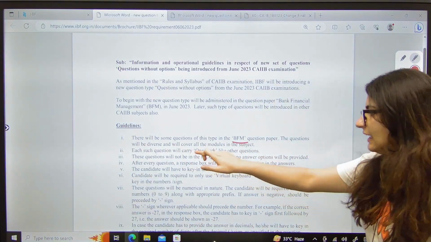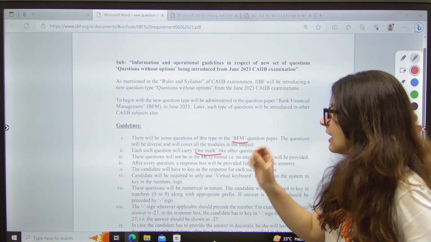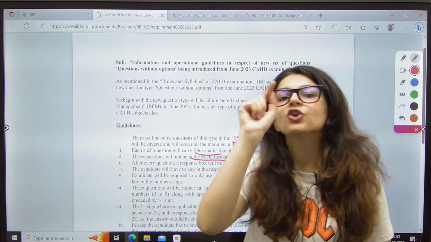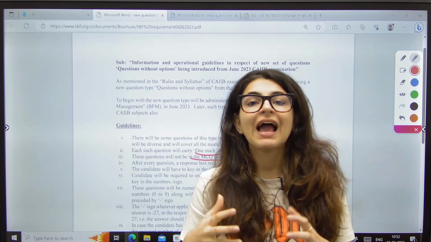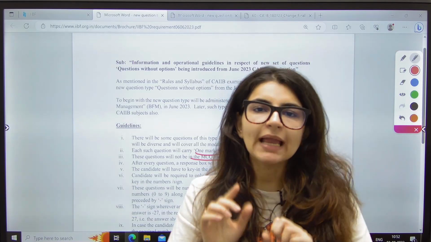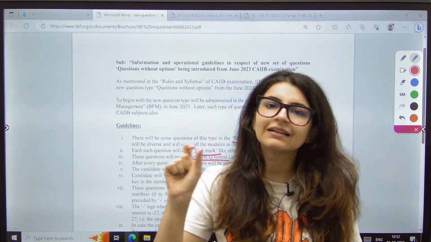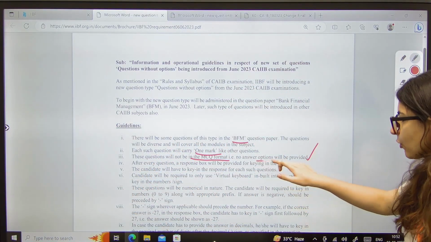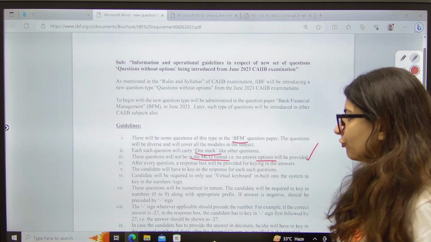Each question will carry 1 mark like other questions. These questions will not be in MCQ format, which means you will not be given options. You will have to answer. You will have to type the answer on the screen and click the save button. We will see that below as well. No answer options will be provided. That is, it will not be in the MCQ format.